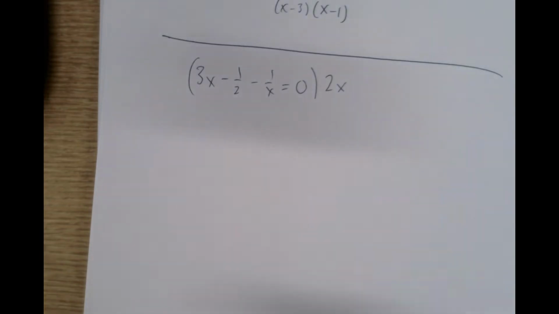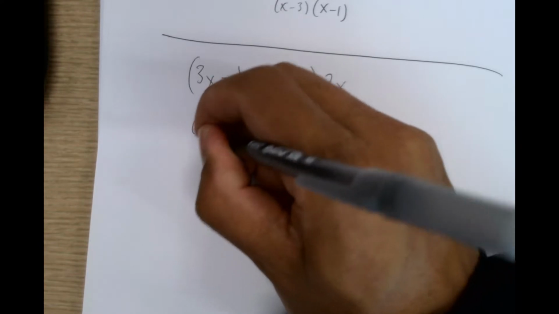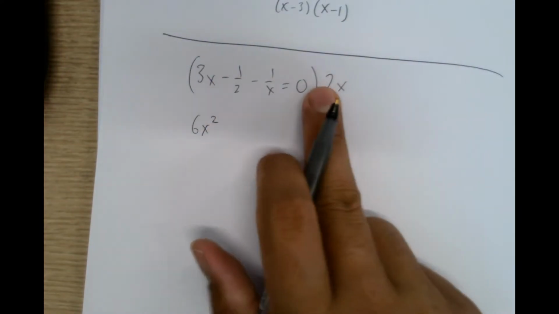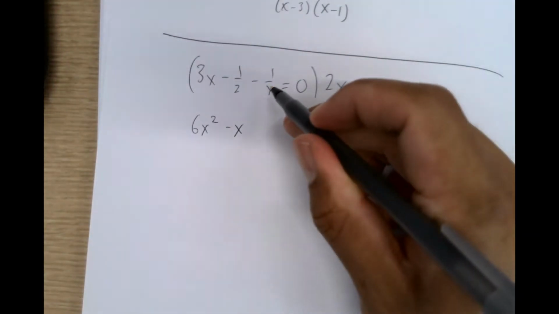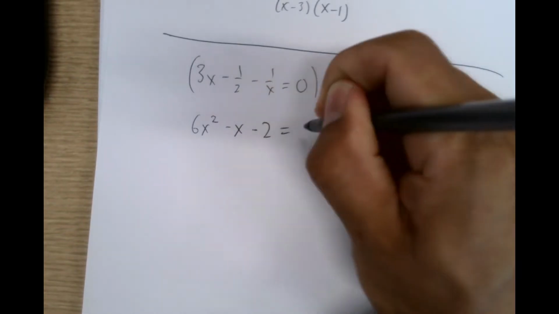So the first term is going to be 3x times 2x, which is equal to 6x squared. In the second term, the 2's are going to cancel out, and it's just going to be negative x. And then this 2x times this negative 1 over x equals negative 2, and that equals 0.